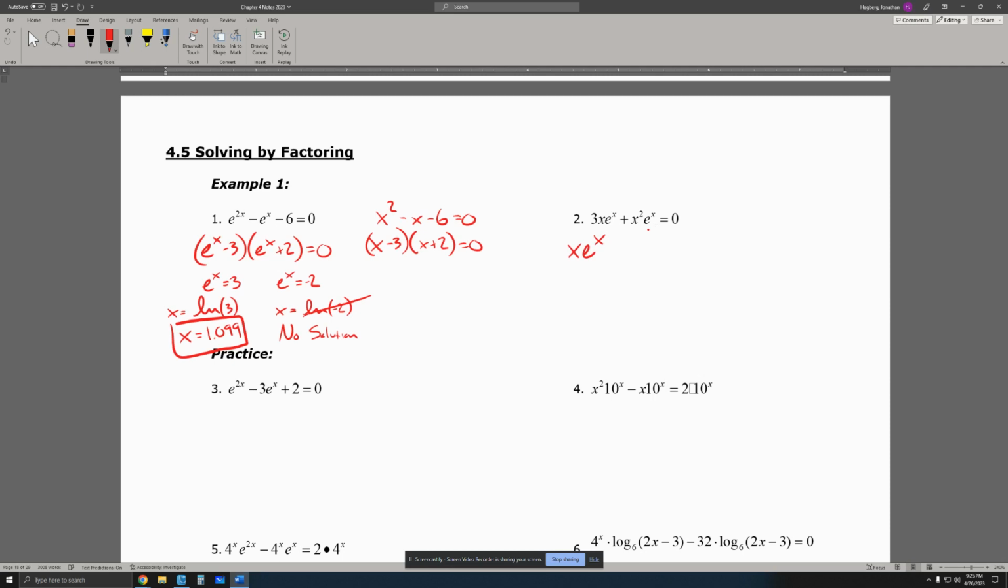X e to the x. And what's left inside in the first term is just 3. And what's left in the second term is just one of those x's. So we factored out the other x, and we factored out the e to the x. And this is equal to 0.